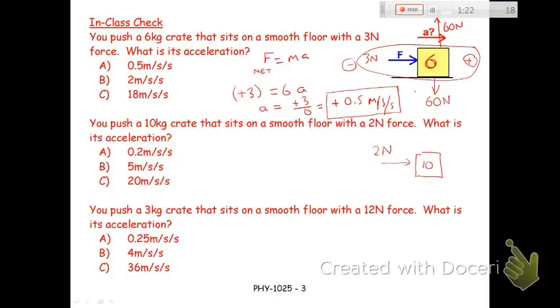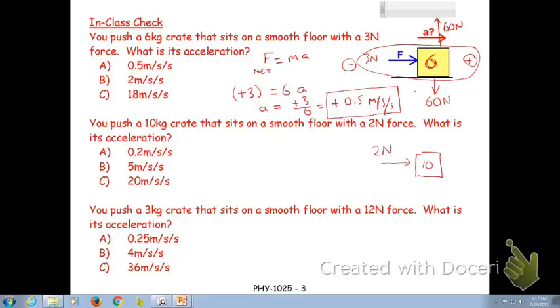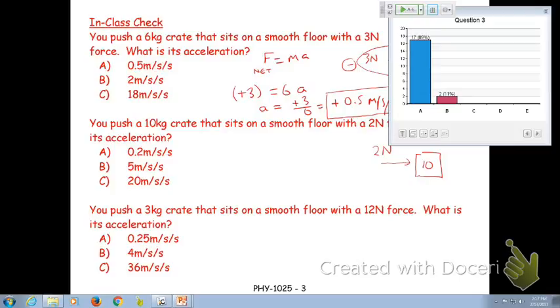Cool. Well done. Good. So let's stop there. I got 19 responses again, so let's look. Mainly A, a couple of B's, but mainly A. So let's see how that plays out.